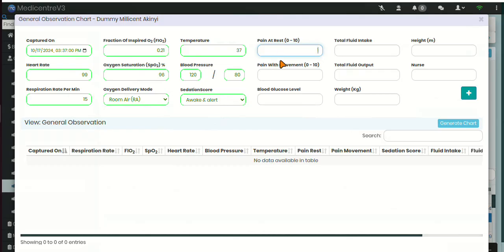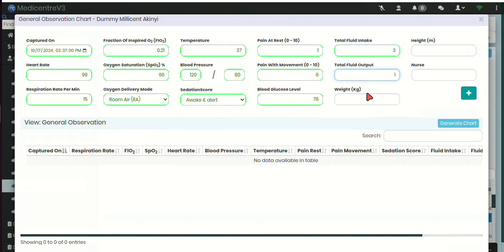Indicate the pain at rest using the 0 to 10 scale. Indicate the pain with movement on a scale of 0 to 10. Capture blood glucose level. The total fluid intake, which is the amount of fluid, in milliliters, the patient has consumed or received via intravenous fluids within a specific time frame.